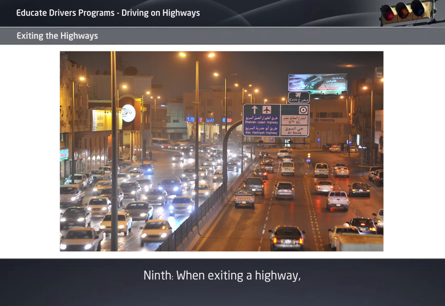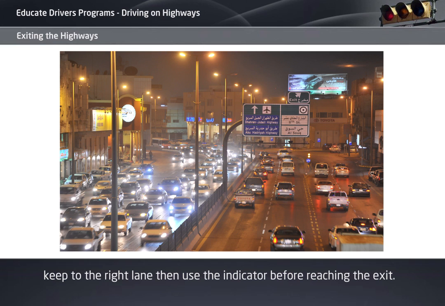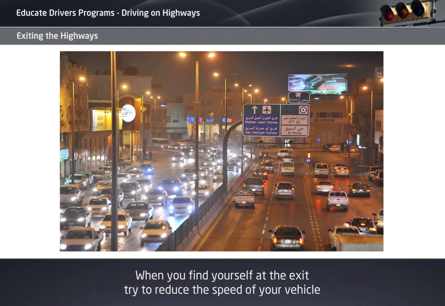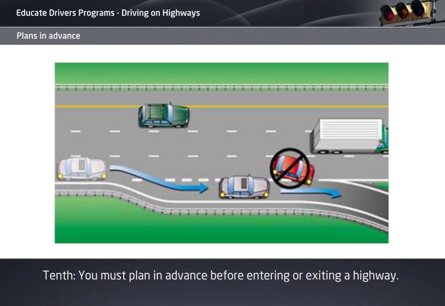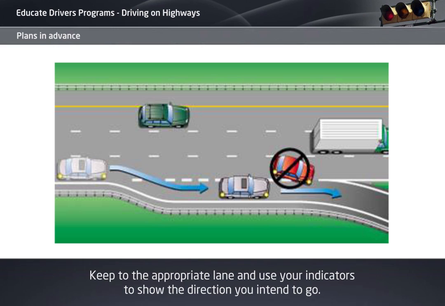Ninth, when exiting a highway, keep to the right lane, then use the indicator before reaching the exit. When you find yourself at the exit, try to reduce the speed of your vehicle to suit the speed of other vehicles on the side road. 10th, you must plan in advance before entering or exiting a highway. Keep to the appropriate lane and use your indicators to show the direction you intend to go.